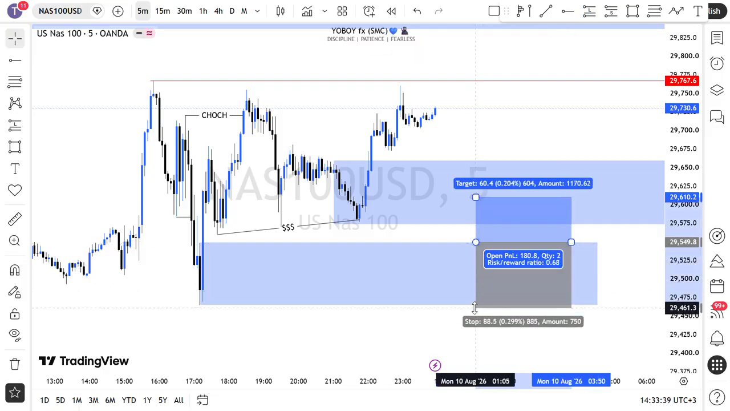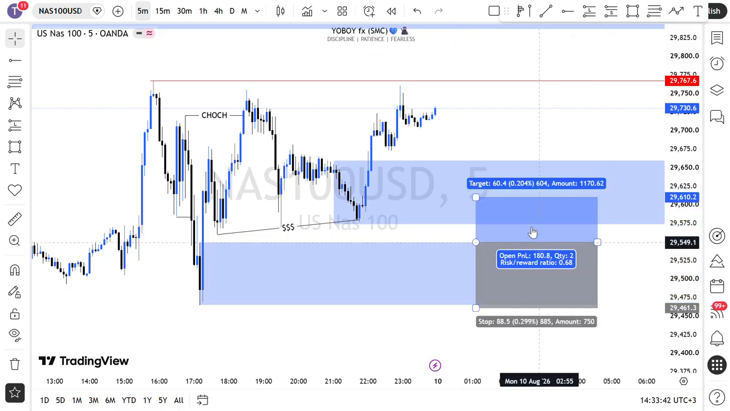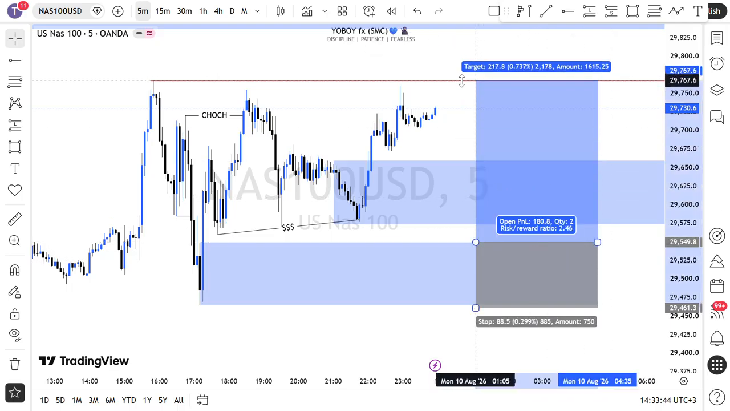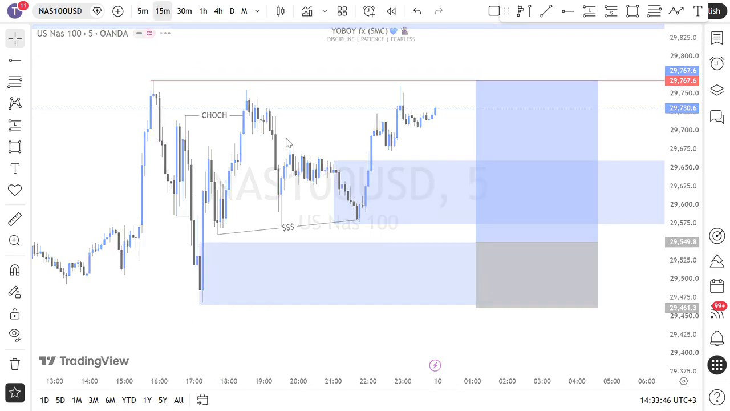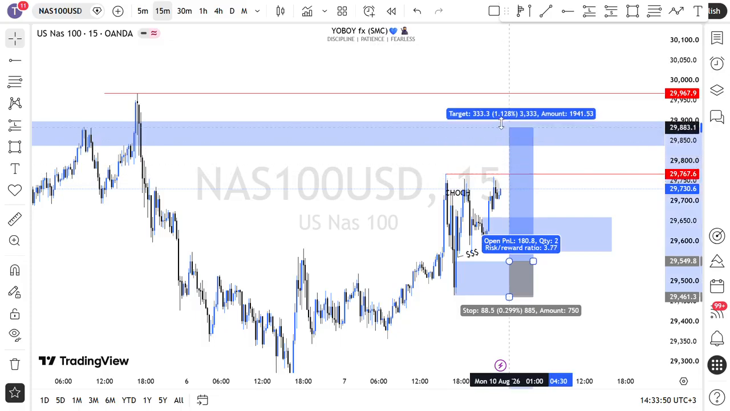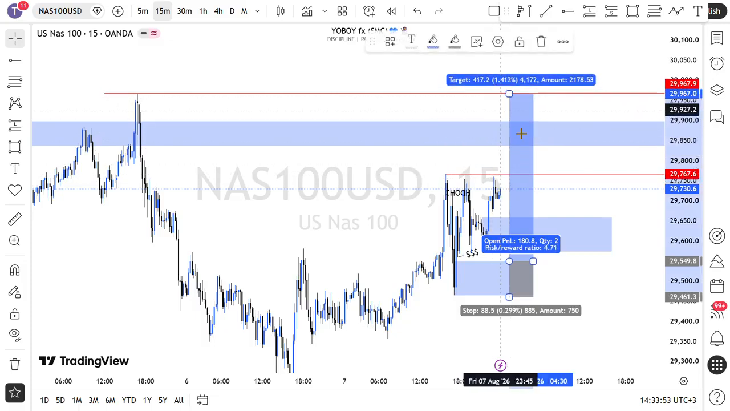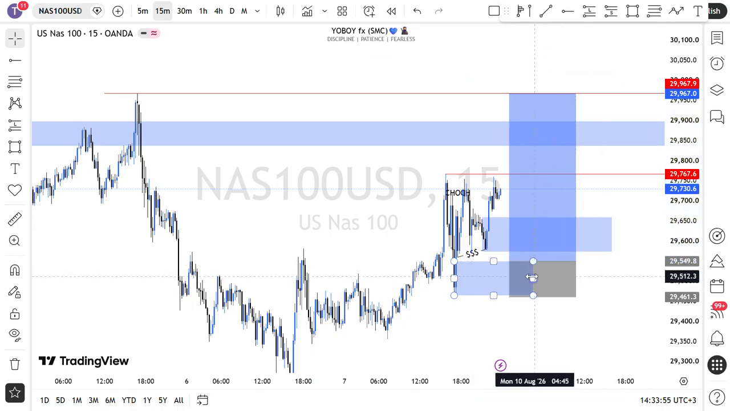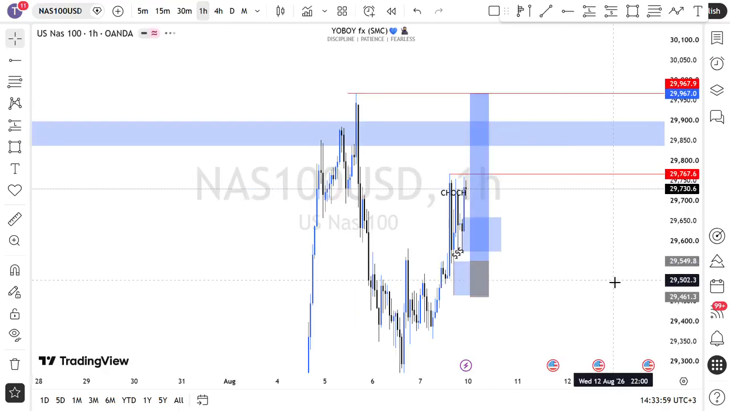Stop loss below the order block that we have. Then we target this high as our first take profit, and then we also continue looking for those buys into this extreme, into that external structure. That is what I expect on NAS 100, guys.